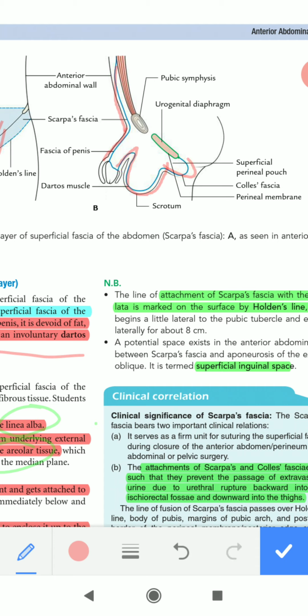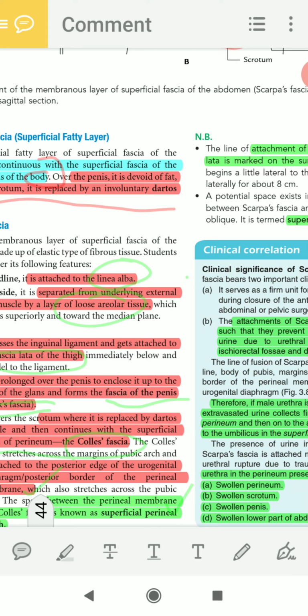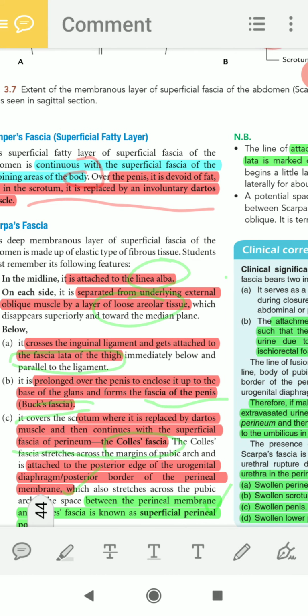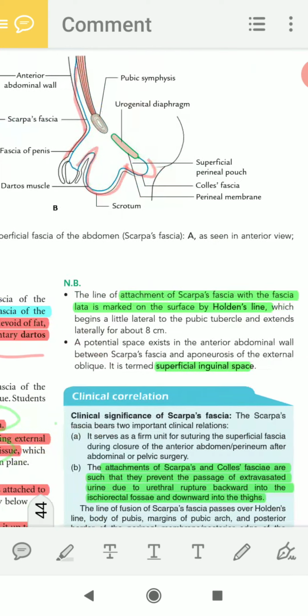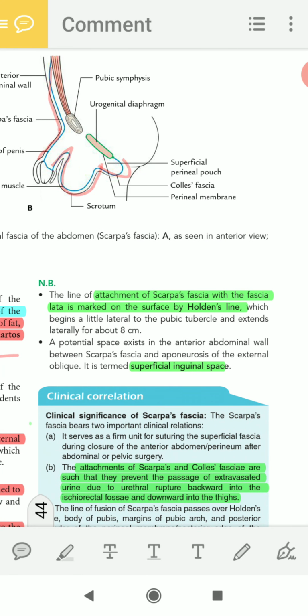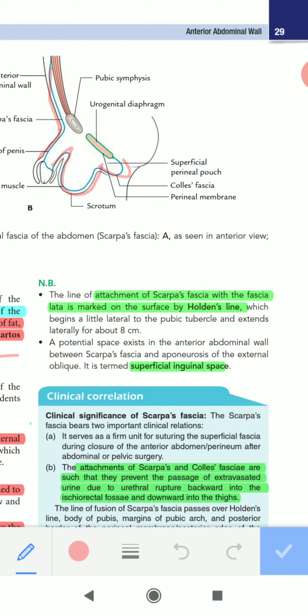This is Colles' fascia, and between the perineal membrane and Colles' fascia is known as the superficial perineal pouch. This is called the perineal membrane or urogenital diaphragm. So between Colles' fascia and the urogenital diaphragm or perineal membrane, this is known as the superficial perineal pouch. Okay, so this is the attachment of Scarpa's fascia.